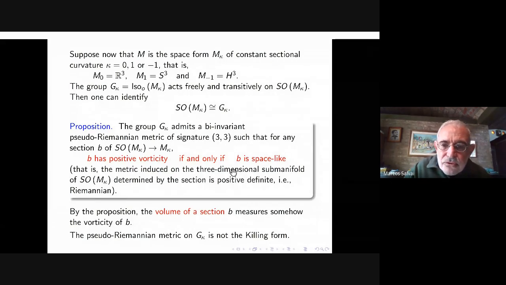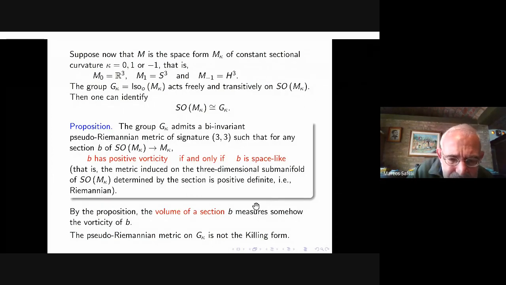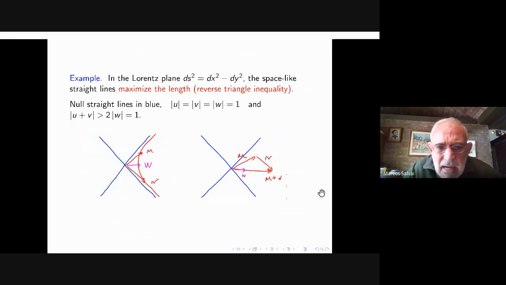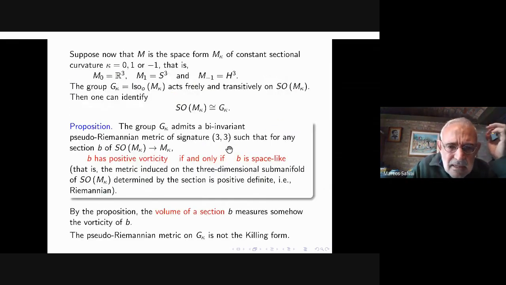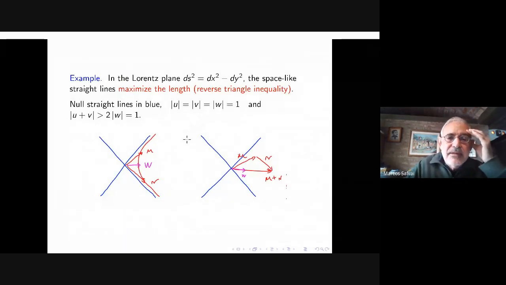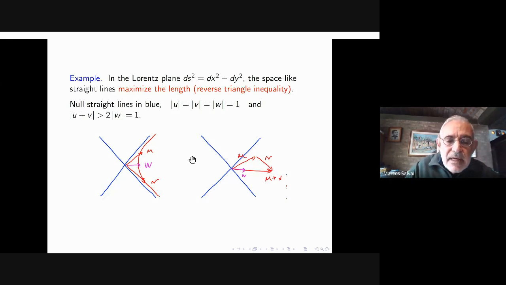So we are going to study the volume of this section. To measure vorticity, we will study the volume of this section of the orthonormal frame bundle. Well, I comment that this pseudo-Riemannian metric is not the Killing form, it's another one. And I comment on the volume regarding volume of pseudo-Riemannian manifolds.